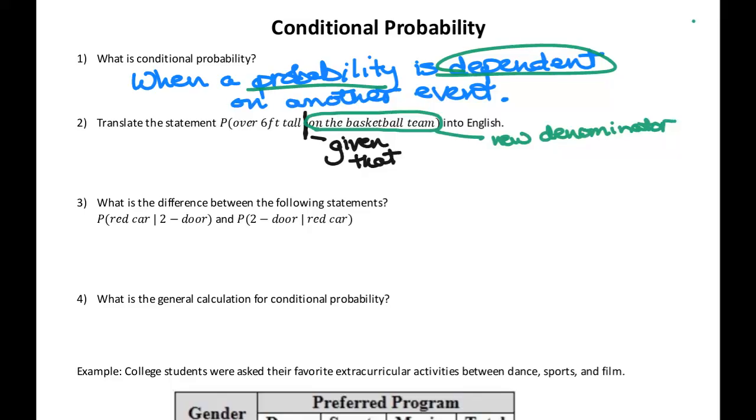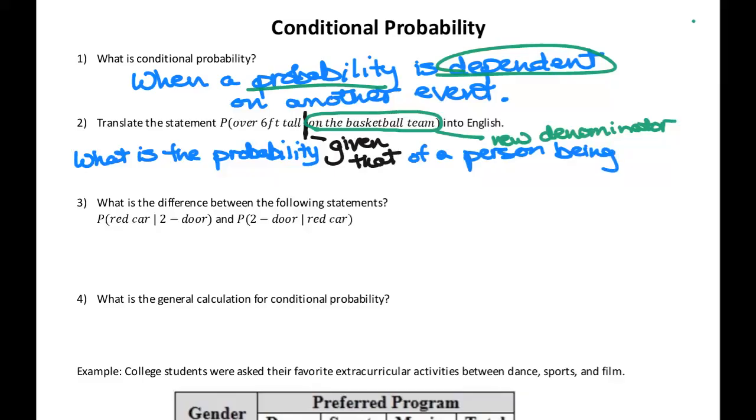All right, here we go. It says translate the statement. The statement is, what is the probability of a person being over 6 feet tall, given that, and you literally do say "given that" when you see that vertical line, they are on the basketball team.